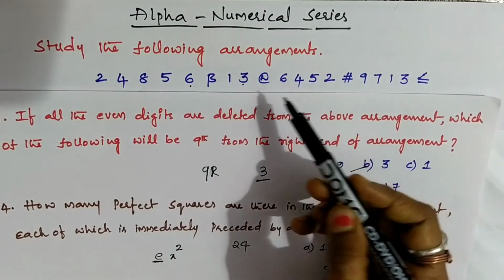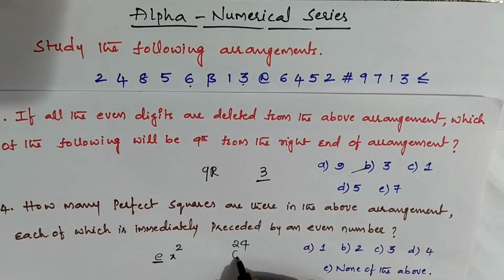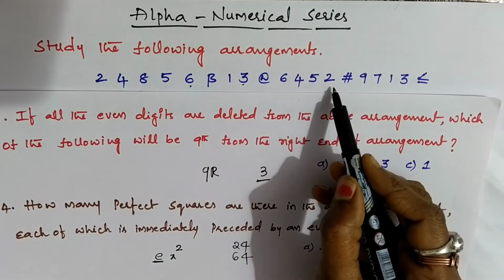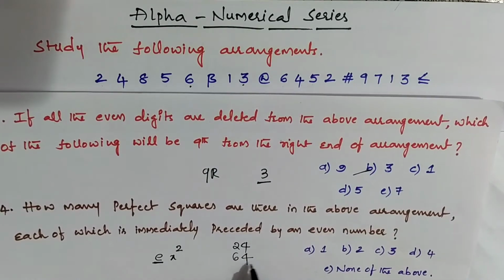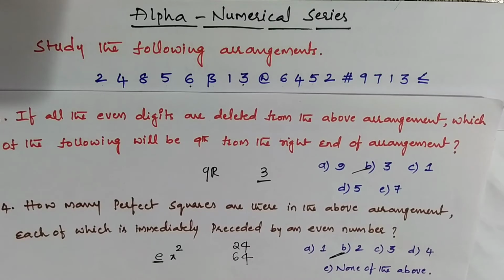Even number followed by a perfect square. Even number and odd number. Okay, no one is there. 24, 64. Two are the numbers. So the answer is B. Okay.